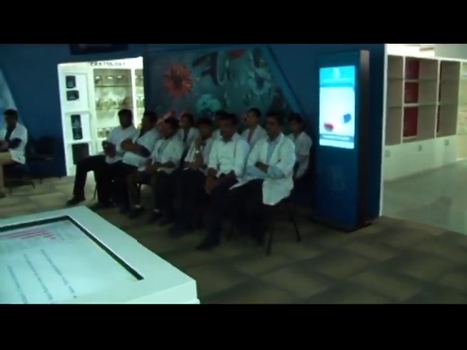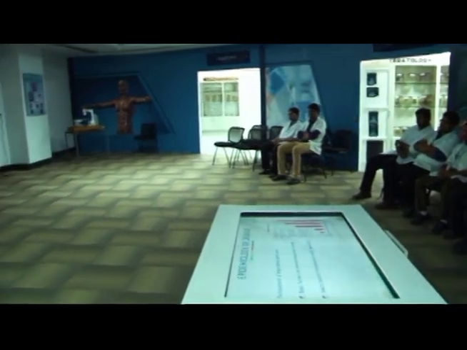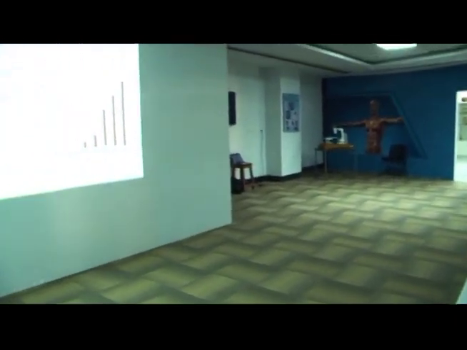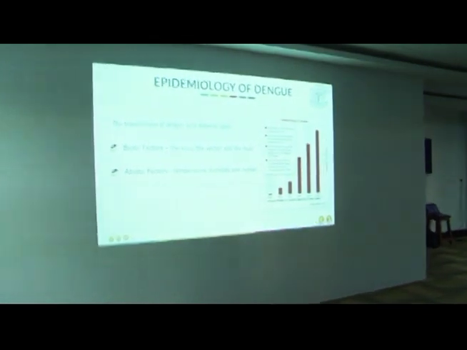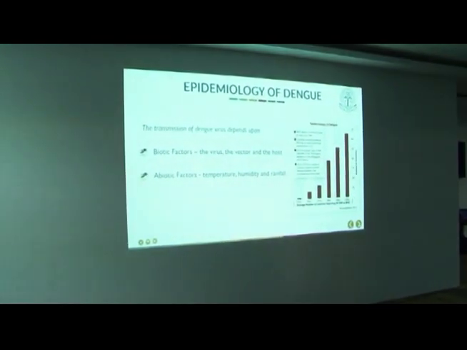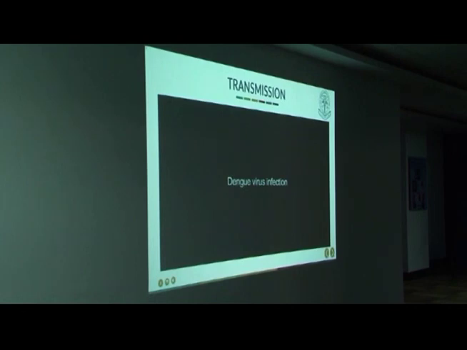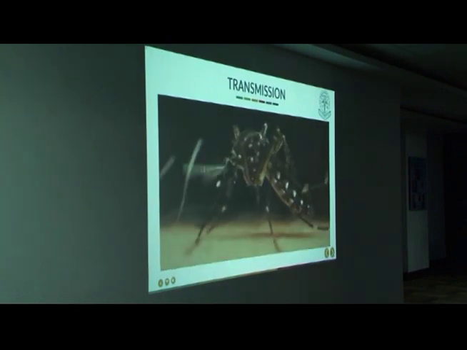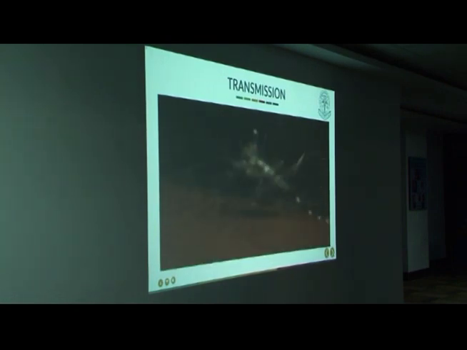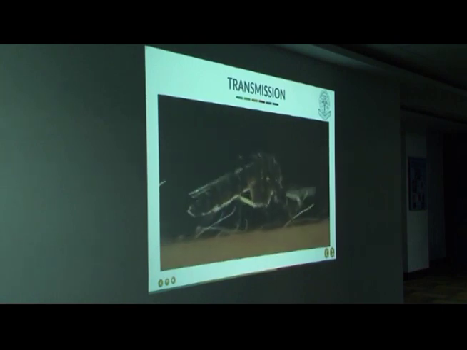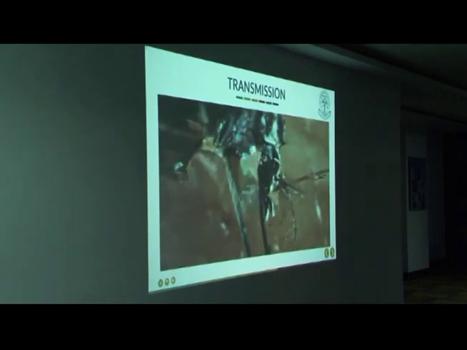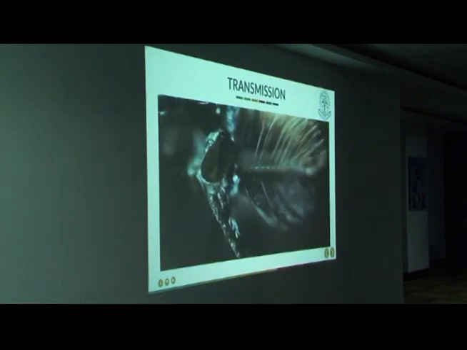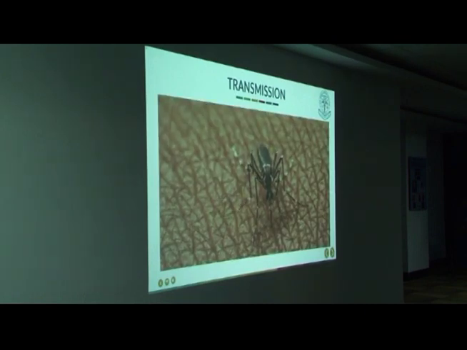Epidemiology of dengue. The transmission of dengue virus depends upon 1. Biotic factors, that is the virus, the vector and the host. And 2. Abiotic factors, which are temperature, humidity and rainfall. Transmitted by mosquitoes, dengue fever is a threat to almost half of the world's population. Dengue is a major public health problem, particularly in Latin America and Asia, where outbreaks occur regularly.